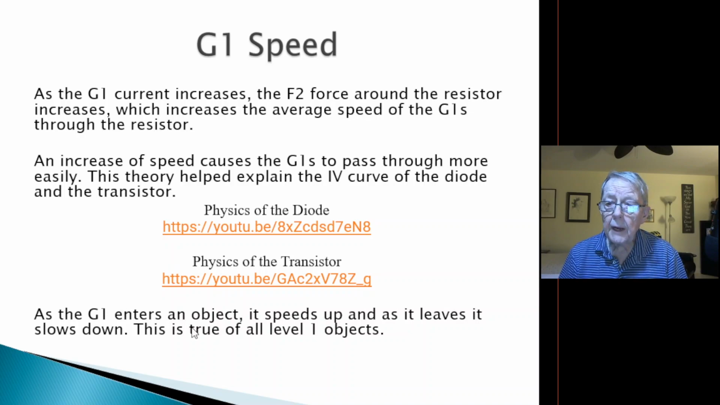As the G1 enters an object, it speeds up, and as it leaves, it slows down. That's a typical thing that happens with the TPM model. That's something that is not described in modern science. And this is true of all level 1 objects. G1s can pass through level 1 objects and in fact act gravitationally on them, but G2 does the same thing for level 2 objects.